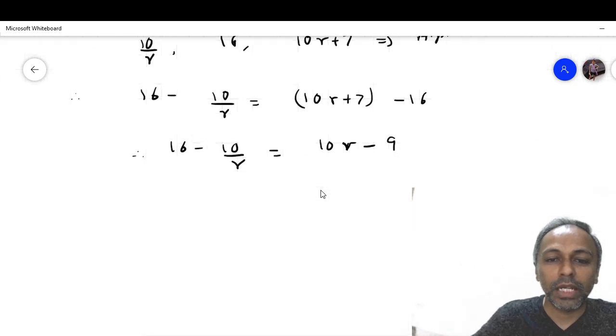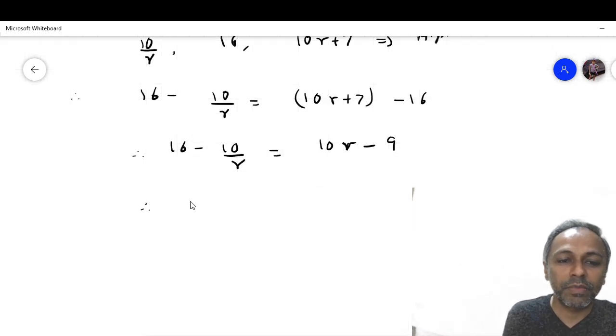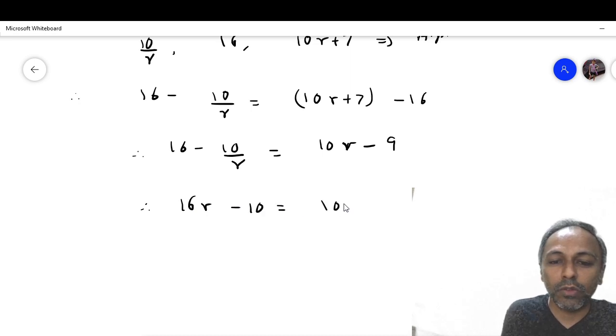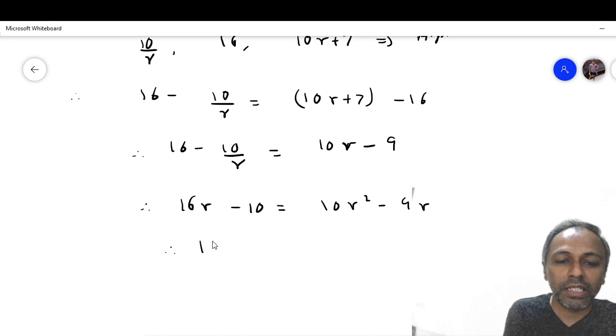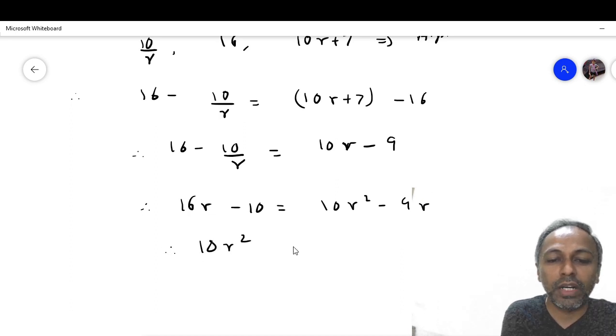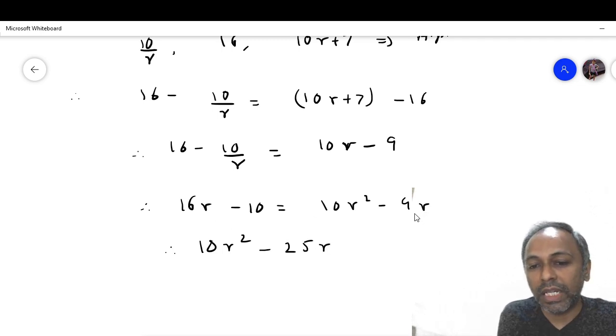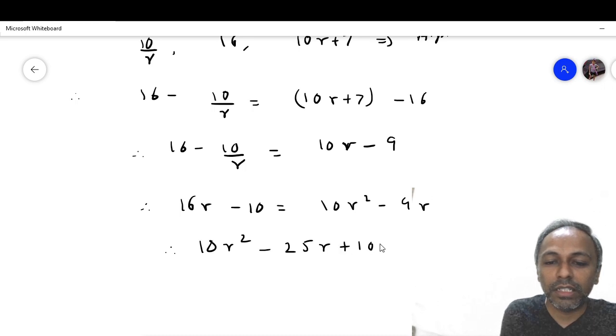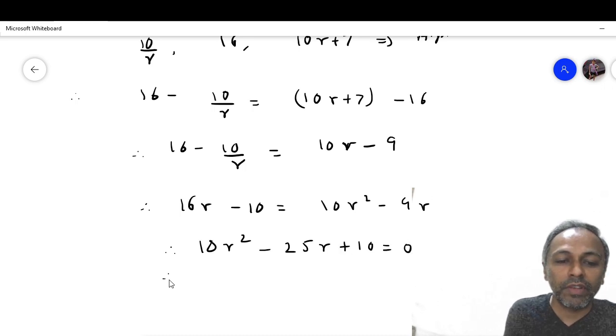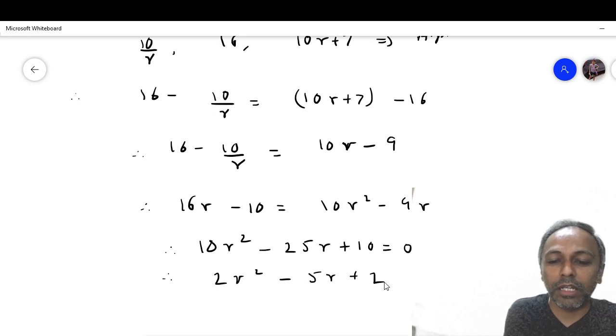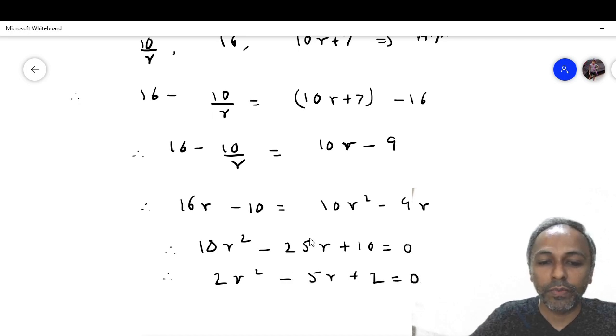Let's multiply throughout by R, that is the LCM. So it is 16R minus 10 is equal to 10R square minus 9R. Let's write this quadratic in descending order of R. 10R square minus 25R, 16R gets subtracted from minus 9R, plus 10 is equal to 0. We can divide by 5 to obtain 2R square minus 5R plus 2 is equal to 0.